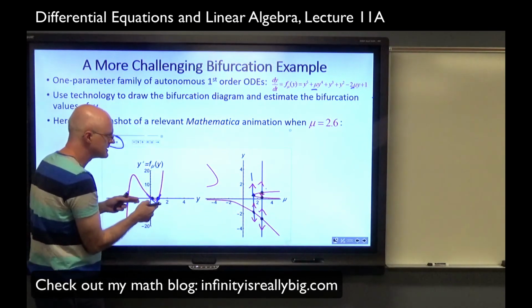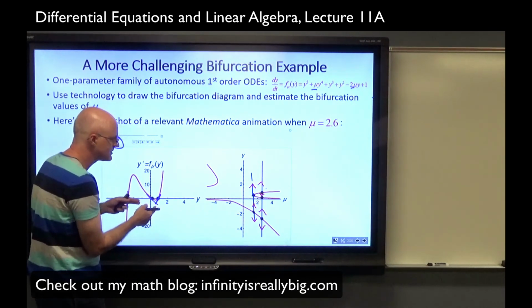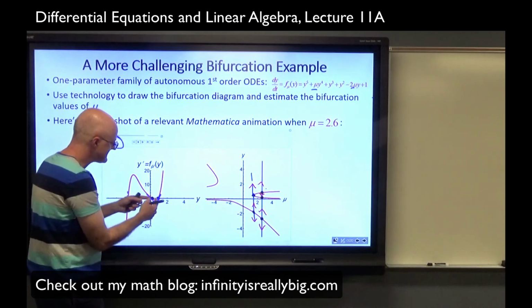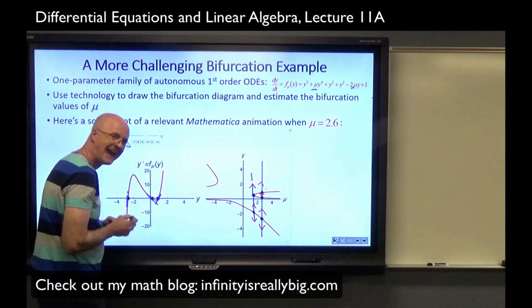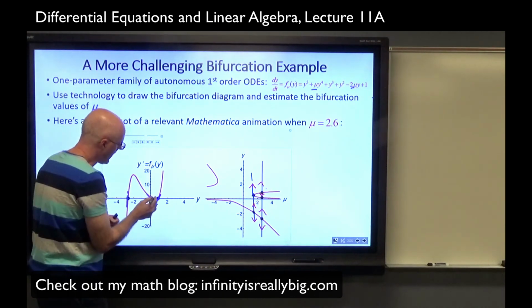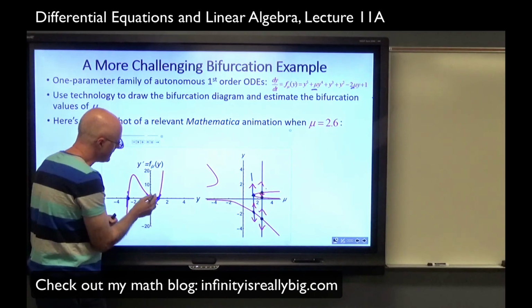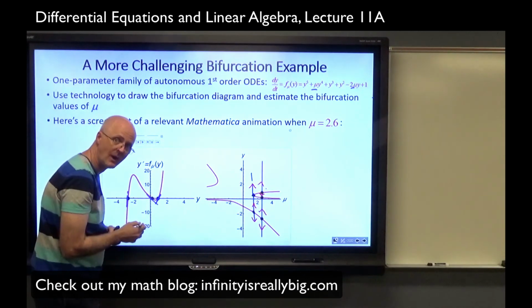Evidently what happens here is, as mu decreases from about 2.6 to about 1.5, this graph goes upward, and these points probably merge. You'd have a tangent, not only a y-intercept at this point right here, but also the red graph would be tangent to the y-axis there.